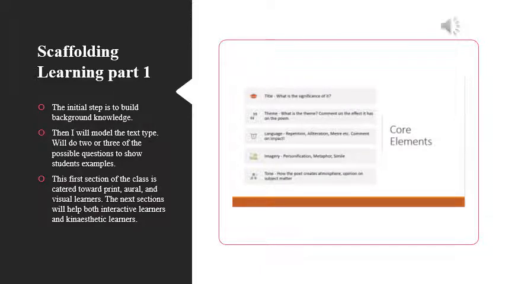Then I will model some answers, showing the class what could be said about a title or a theme in a given example. This will help give a better idea of what they should be looking for and to what level when answering questions. This first section of the class has brought in elements to help print, oral, and visual learners. The next part of the class will cater more towards interactive and kinesthetic learners.